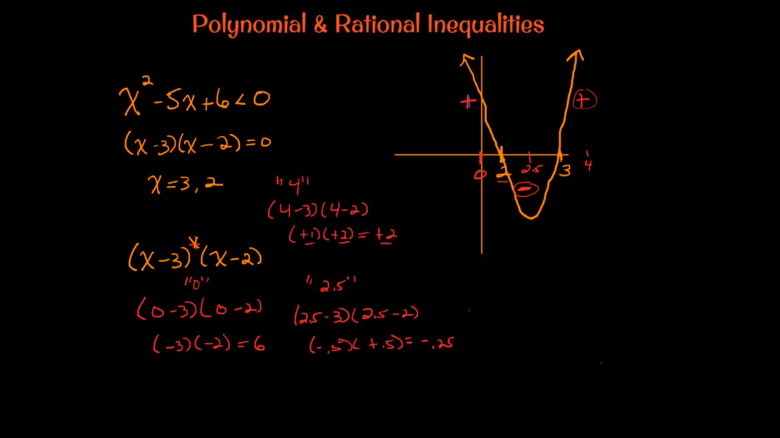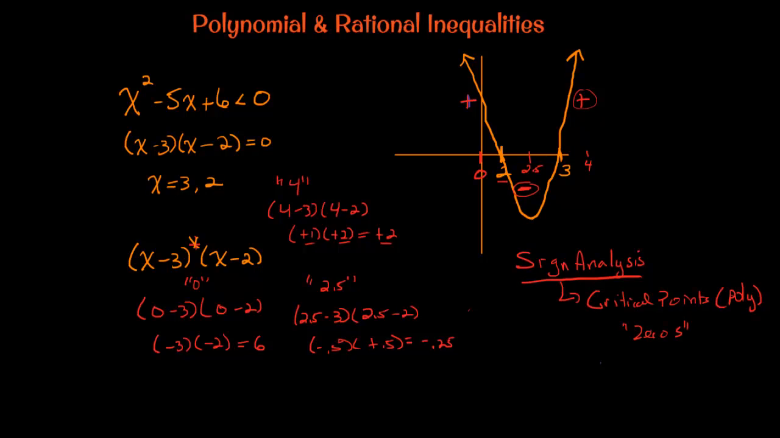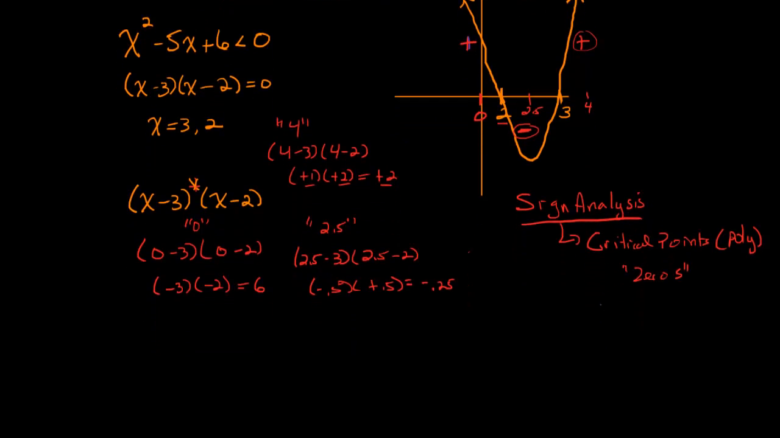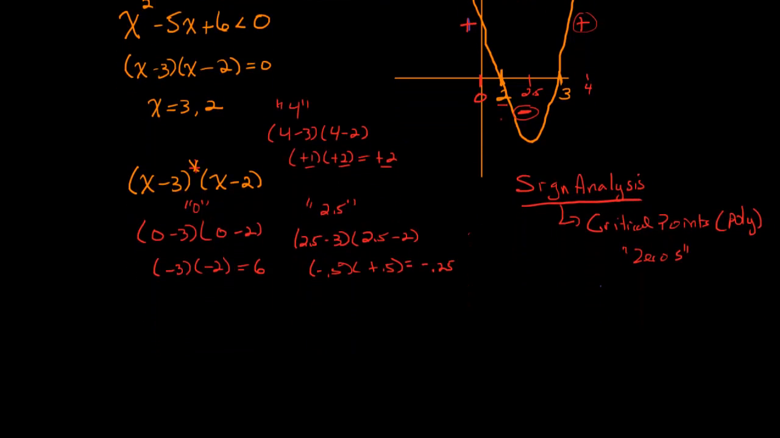There is a special way to analyze this, and it's called a sign analysis. A sign analysis can be used to identify where our curve is going to be above the x-axis or below the x-axis. But the first thing we have to have with a sign analysis are our critical points. The critical points of a polynomial are the zeros. And notice here we have our zero at 2 and our zero at 3.